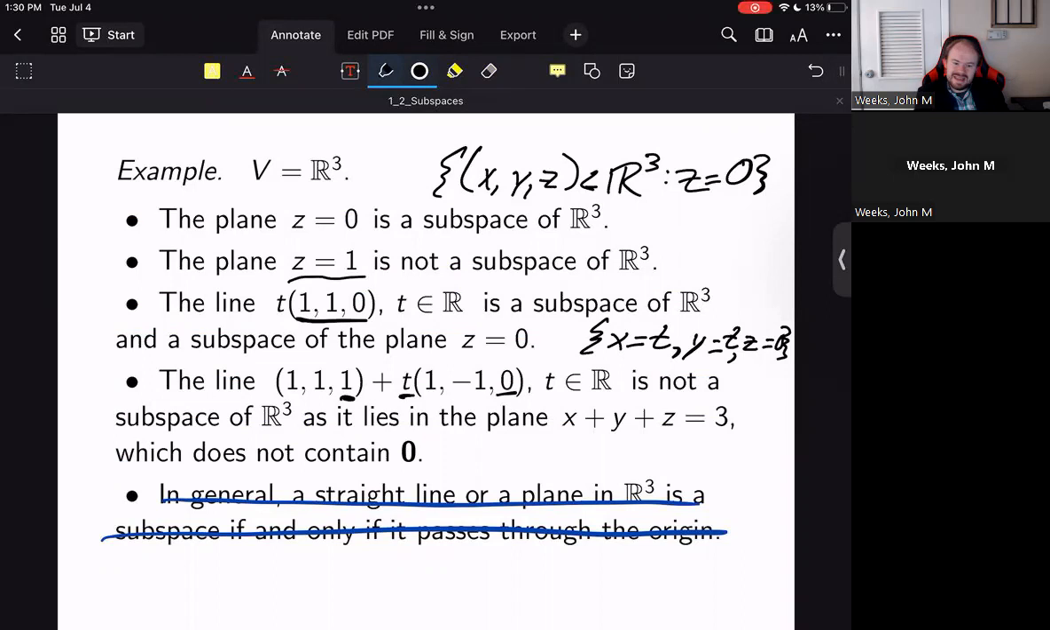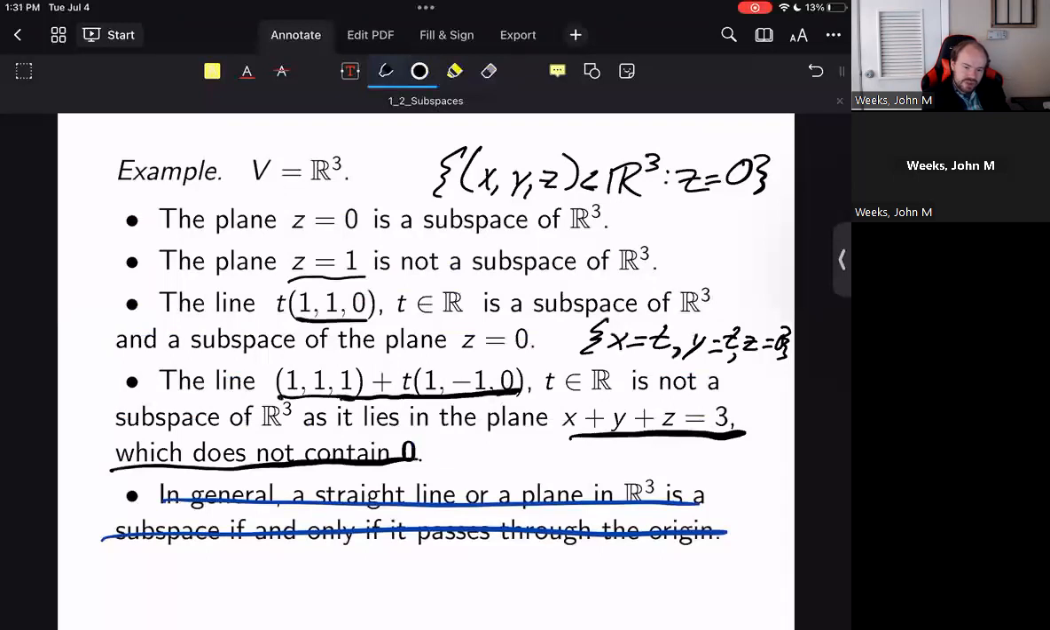So hence, this fails the subspace test. It doesn't have 0 times any vector inside of it, 0 times that vector being the 0 vector. You also can do this in multiple different ways. You may have noticed that you can add all of the components of any point inside of here and get 3. Well, that plane does not contain 0 either. So this fails in 2 different ways.